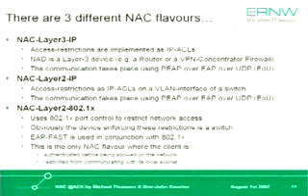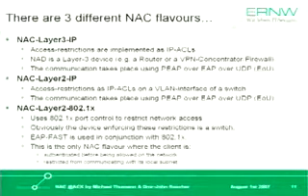NAC Layer 2 IP is a bit different. Access restrictions are again enforced as IP access lists, but not on a physical interface of a Layer 3 device, but on a VLAN interface of a switch. That's why it's called Layer 2 IP. The communication path is basically the same, PEAP over EAP over UDP.